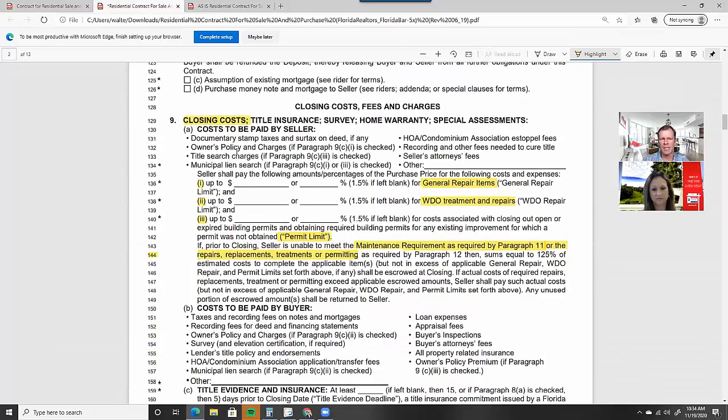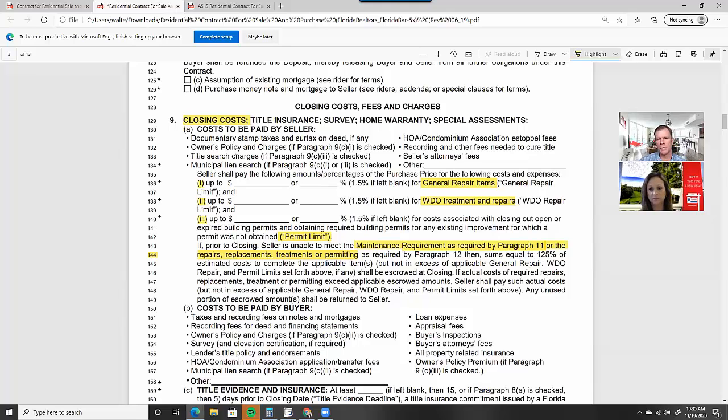And in that first section, section 9, closing costs, that's where some things are going to jump out at us. There's 3 things there that are going to give us some definition of what they mean. We're going to get some clarity on how it's supposed to be handled. So what are these 3 buckets? There's 3 buckets here, Amy. What are they? There's 3 of them that I have highlighted. Yep, the first one is general repairs. Second one is WDO. And the third one is permit limits.